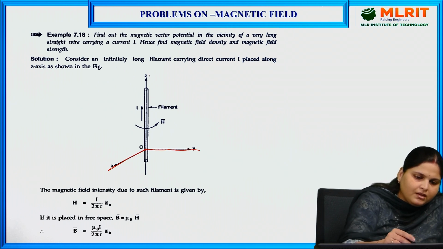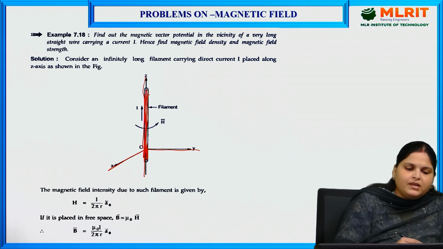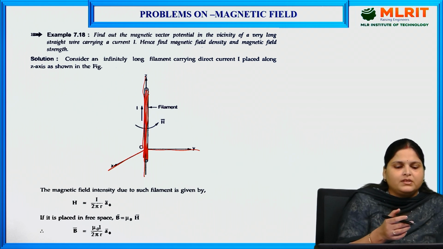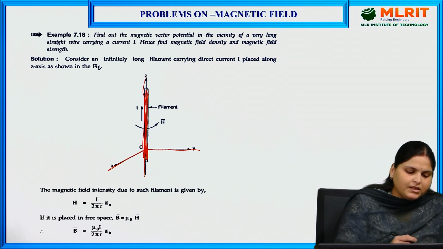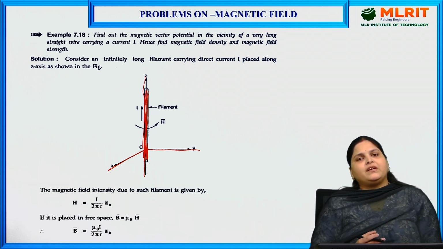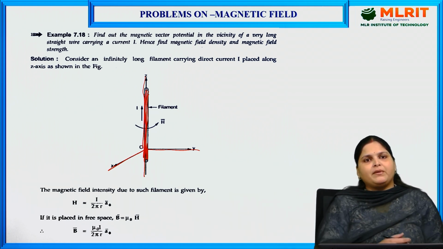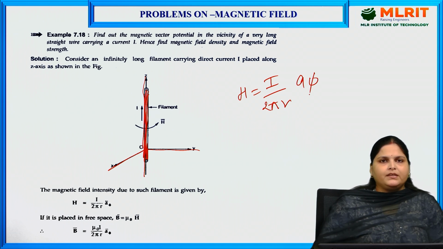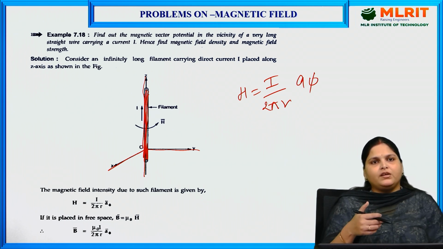This is the long straight wire which is carrying a current I. As the direction of current is I, we can find the direction of the field, right? So the magnetic field intensity due to this filament will be given by H is equal to I upon 2 pi r a phi, where a phi is the direction of the field, which can be calculated by using the right hand thumb rule, right?